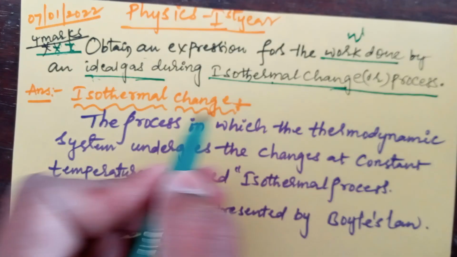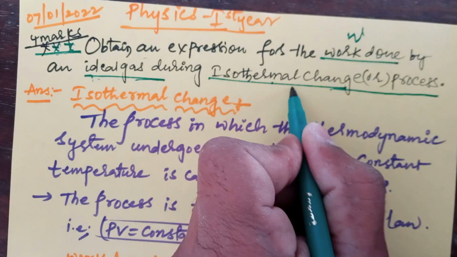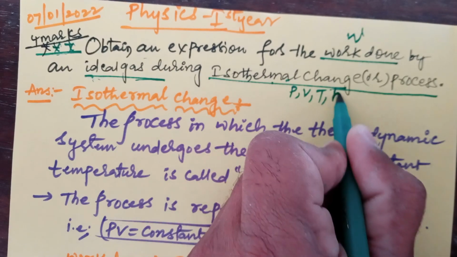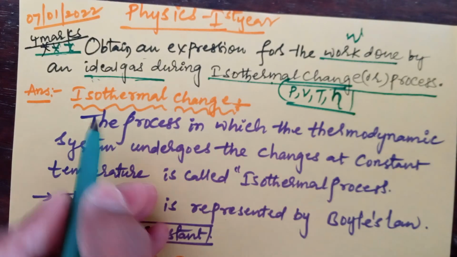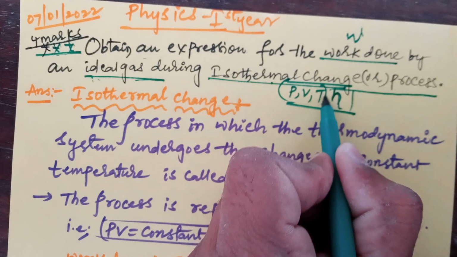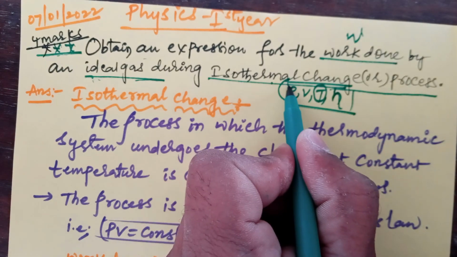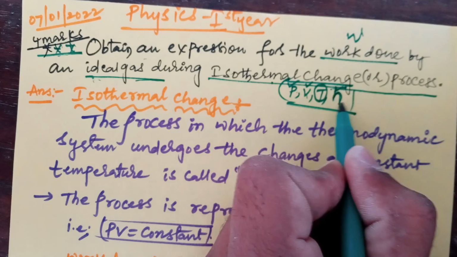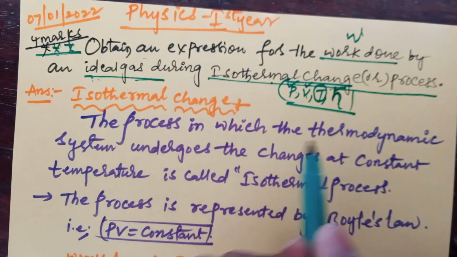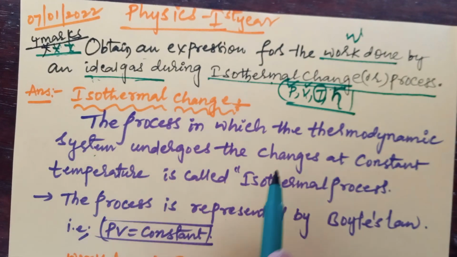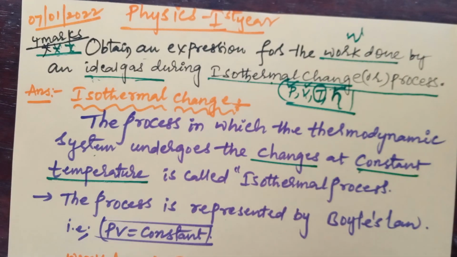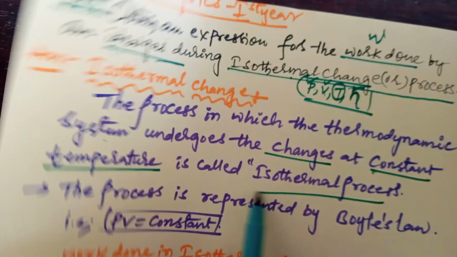In a process, thermodynamics actually depends on 4 variables. What are they? Pressure, volume, temperature, and number of moles of ideal gas. In an isothermal process, temperature is constant and the remaining variables change; pressure also changes, volume also changes. So the process in which a thermodynamic system undergoes changes at constant temperature is called an isothermal process.